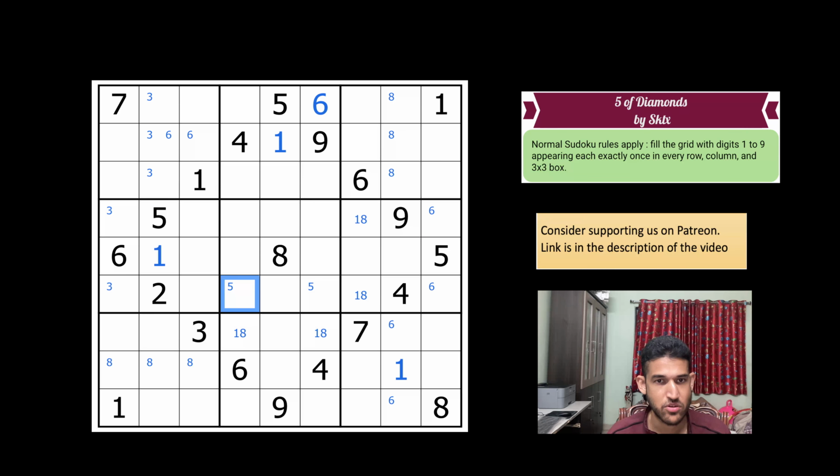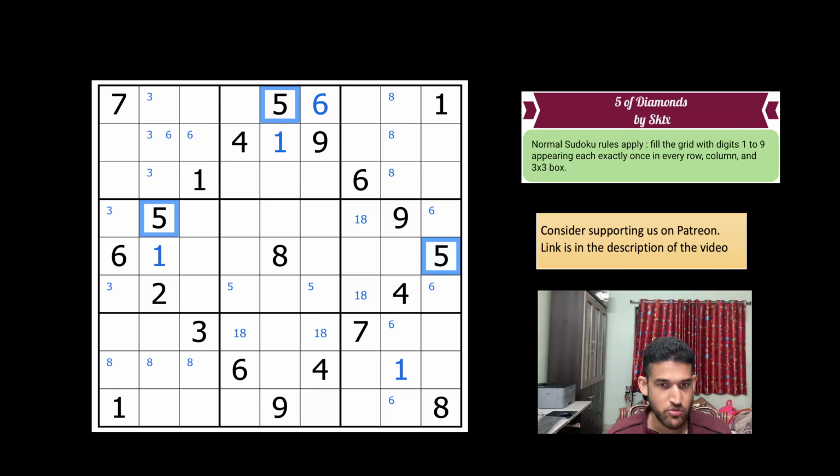I wonder why this Sudoku is titled 5 of Diamonds. Of course, the givens resemble a diamond, but why 5? I'm not sure. Maybe there are a lot of 5s in the grid, which is why it's named that way. Or perhaps you guys can help me understand why it's titled 5. Okay.